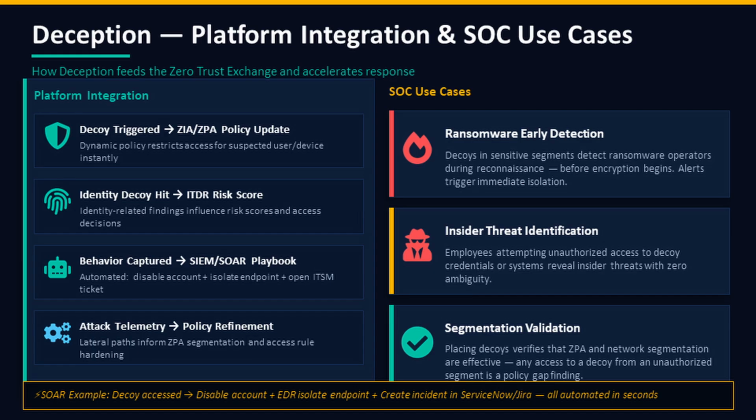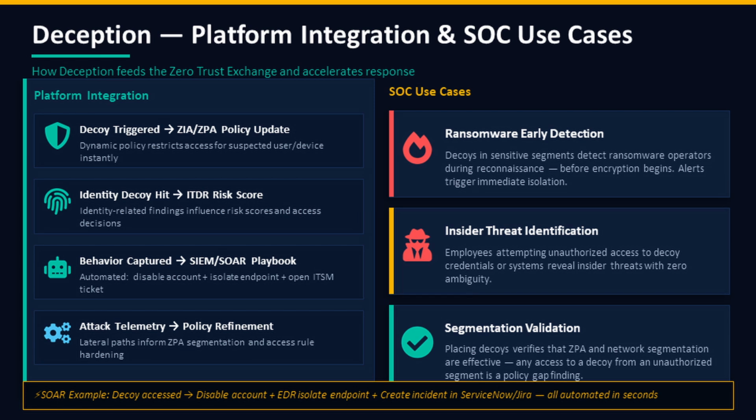When an identity decoy is touched, a fake credential is used, the finding flows into ITDR, which adjusts the risk score for that identity. This influences access decisions across the platform. A high-risk identity might be forced into step-up authentication or blocked from sensitive applications entirely. Behavioral data captured by deception feeds into SIEM and SOAR platforms for automated response workflows. And the lateral movement paths an attacker attempts inform ZPA segmentation policy. If an attacker tried to reach a certain application segment, that tells you something about how your segmentation is configured and where you might need to tighten access rules.